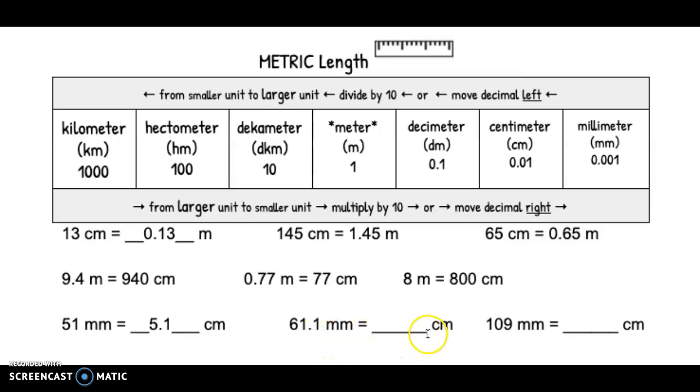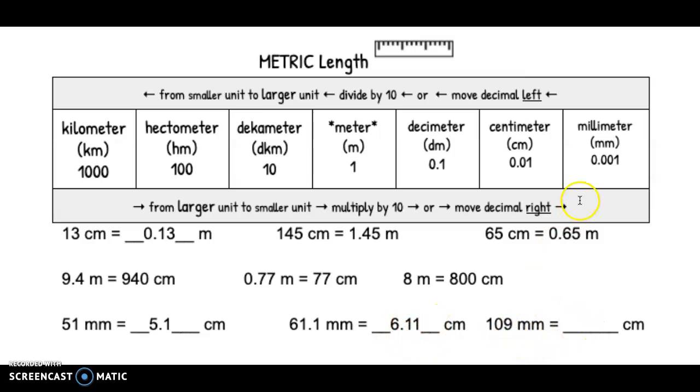For 61.1 millimeters to centimeters, I start at millimeters. I want to go to centimeters, which was 1 hop left. So my decimal has to move 1 hop left, and that would be 6.11 centimeters.